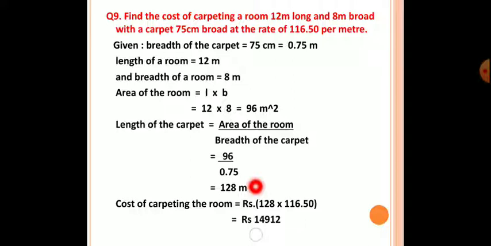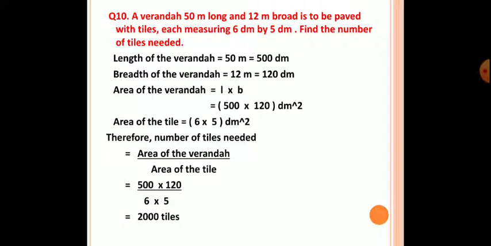Now we can find out the cost of carpeting the room, for which the rate is already given as 116.50. So the cost of carpeting the room is length of the carpet, that is 128, into the cost per meter, that is 116.50. So the answer is rupees 14,912. Moving on to the next question.